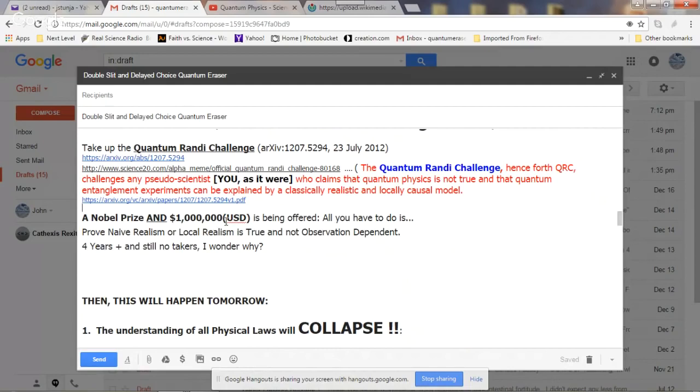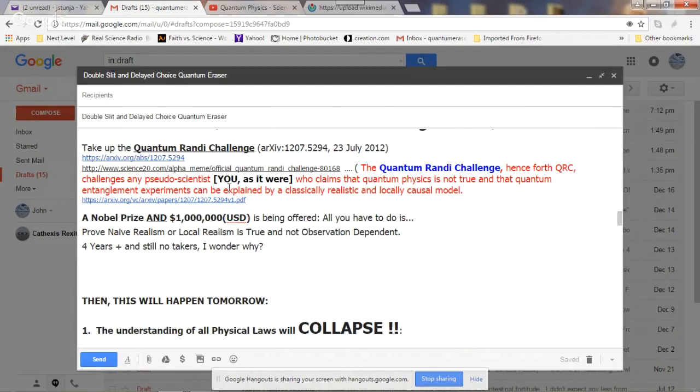So they're trying to see if you can explain it in Newtonian terms. Not only explain it, you need to show it by experiment. Yes, but in a Newtonian way is what they're trying to say. Okay. Because they know they can offer these things because they know you're not going to be able to do it, because they have metric tons of truckloads of experiments all validating the same thing. So they know you're not going to be able to do it. So all you have to do is prove naive realism or local realism is true and not observation dependent. Yep. 4+ years now and still no takers. Well, I wonder why. Yeah.